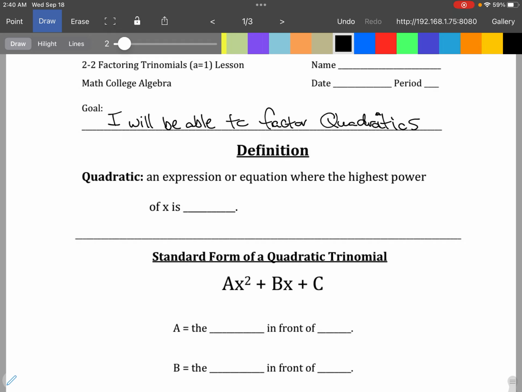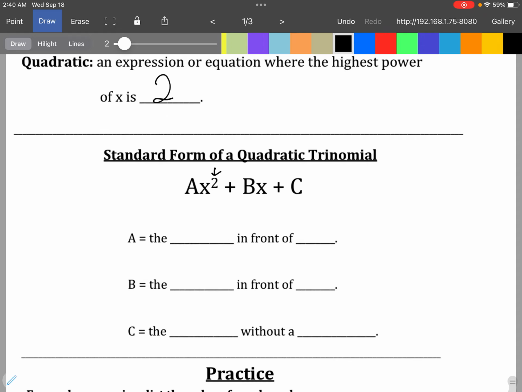So quadratics is an expression or equation where the highest exponent, or the highest power of x, is 2. Like this situation right here. A is the number that's in front of x squared. B is the number in front of x. And C is the number without an x, aka a variable. We call this a constant.